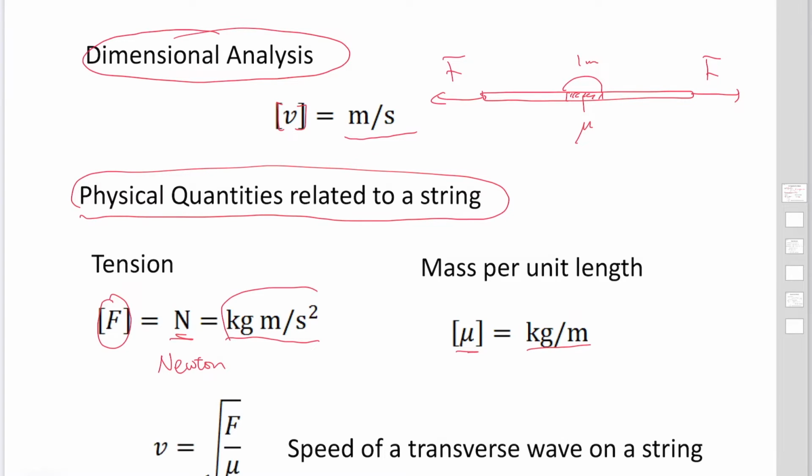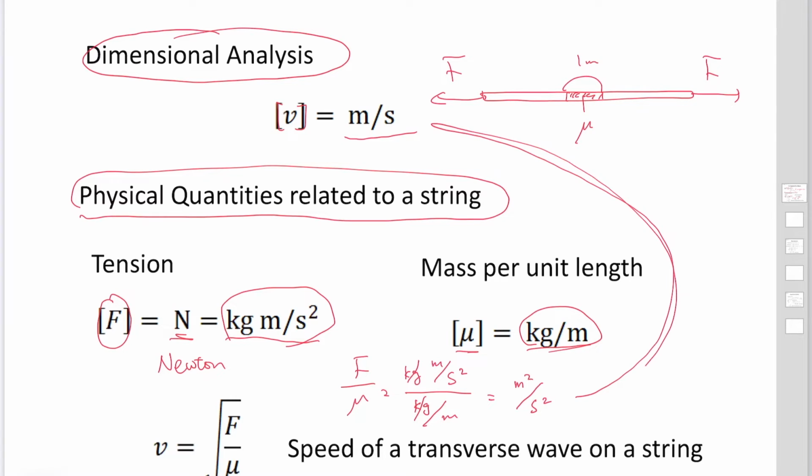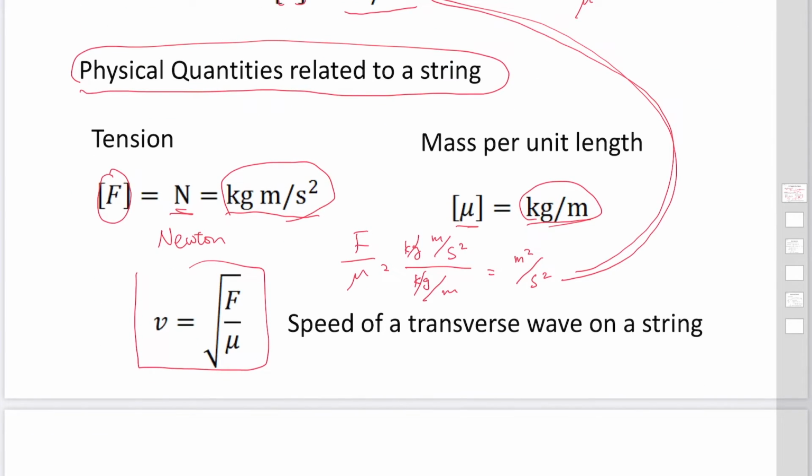And then by looking at these two dimensions, you could consider F over mu, which is kilogram meter per second squared over kilogram per meter. Then kilogram is going to be cancelled out. This becomes meter squared over second squared. If you look at these two units, it's very similar. If you take a square root, it becomes equal to the V. So finally, we could find this equation: V equals square root of F over mu.